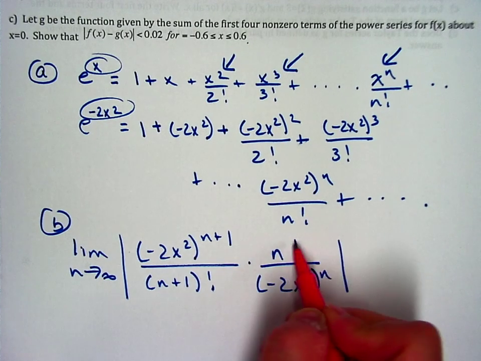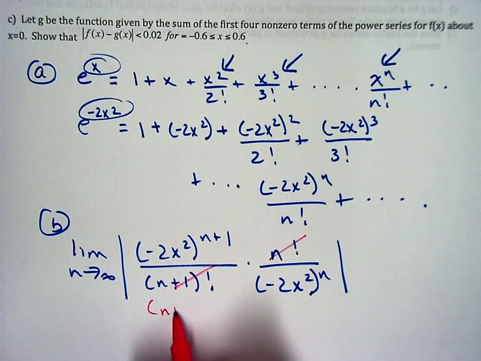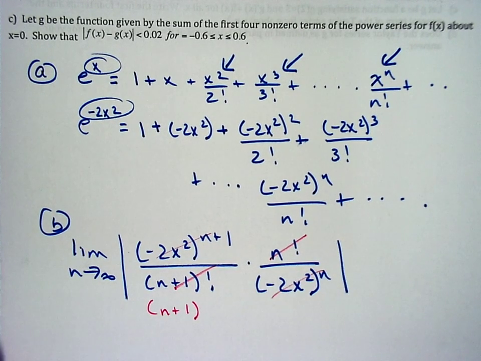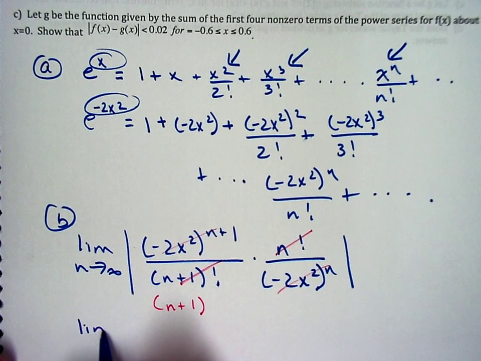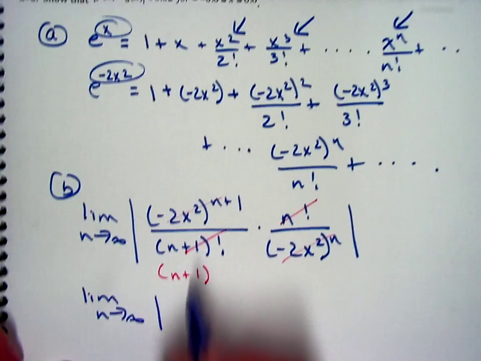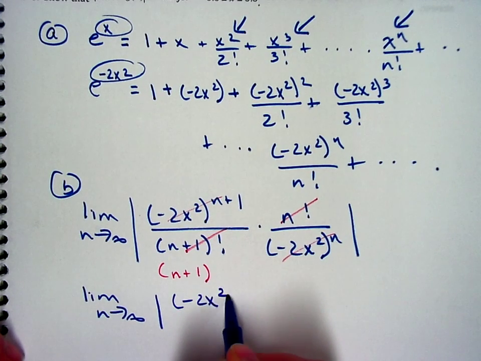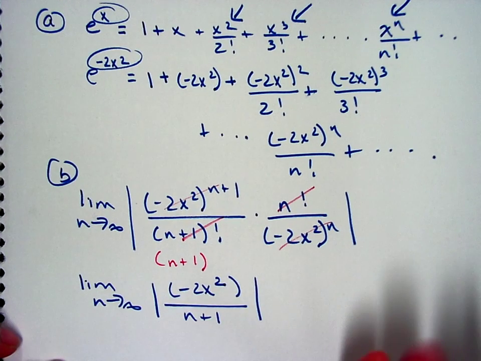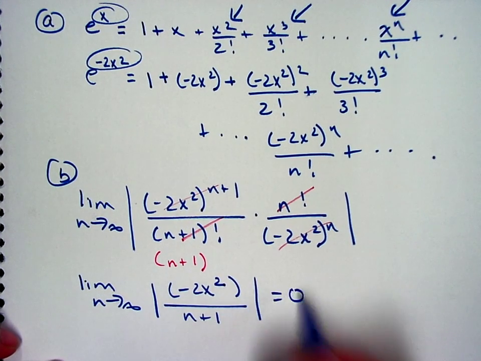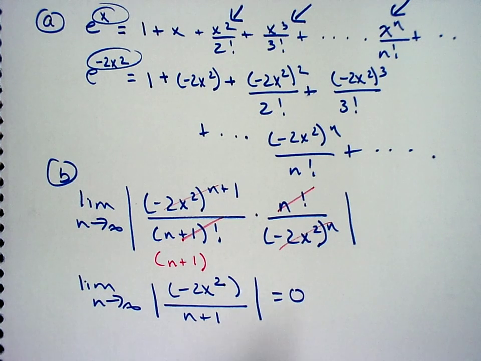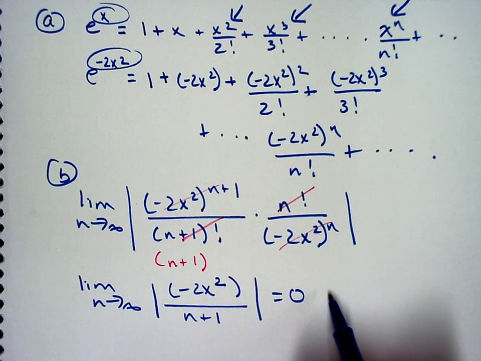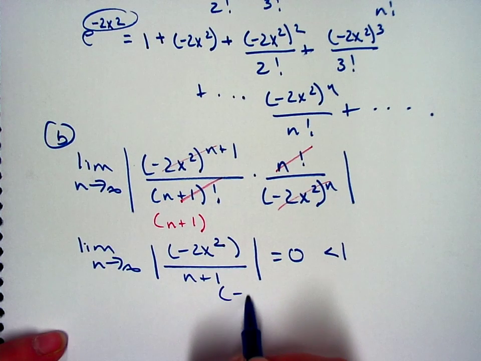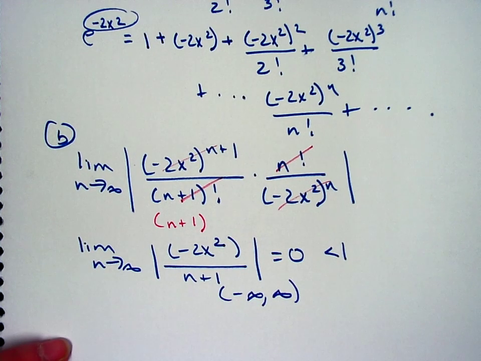This and this will leave me with an n plus 1. One of the negative 2x squares, the negative 2x squared to the n will drop out. So when you just simplify it before taking the limit, you should end up with negative 2x squared over n plus 1. When I plug in infinity for n, this limit is 0. This is my ratio test. This limit is always 0, regardless of what x is. 0 is always less than 1. So my interval of convergence is all values of x, or negative infinity to infinity.